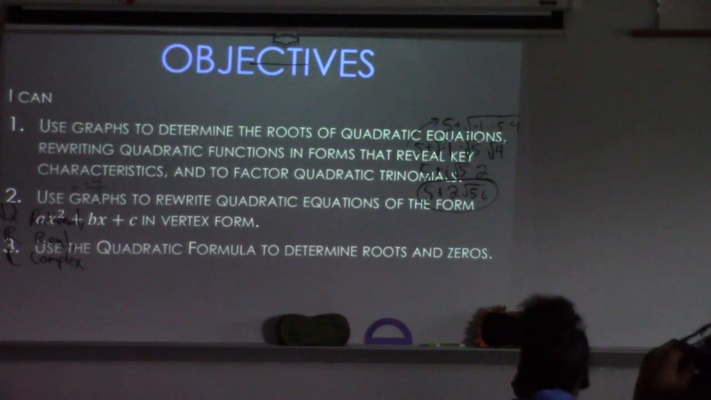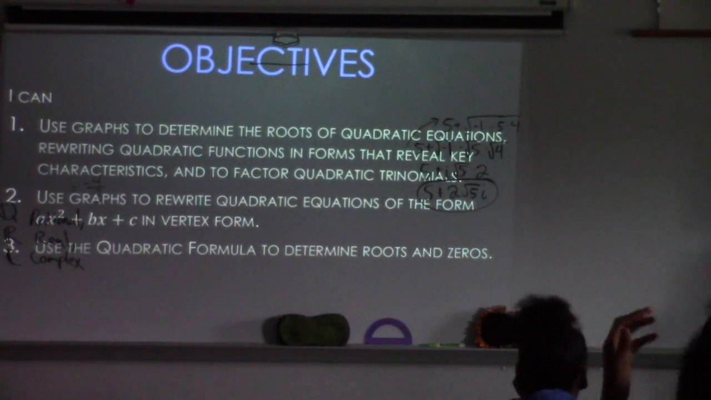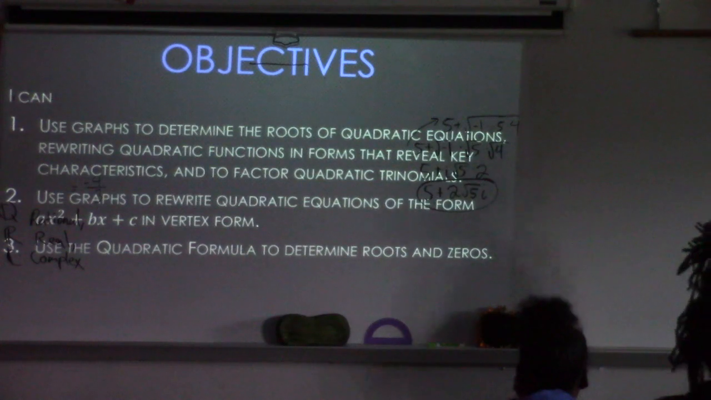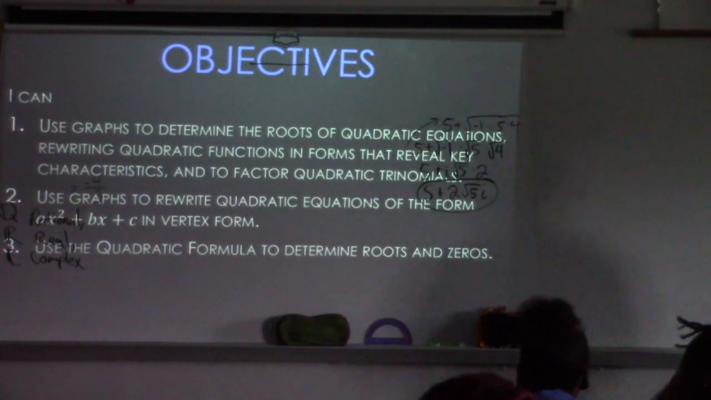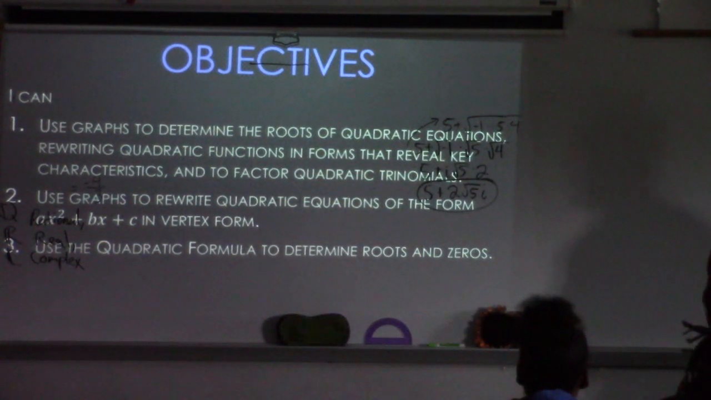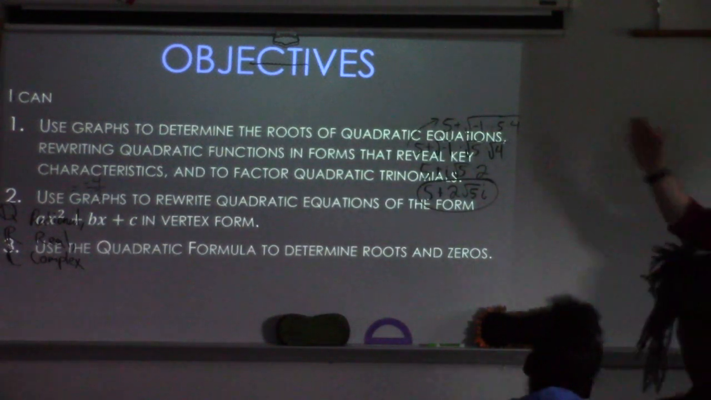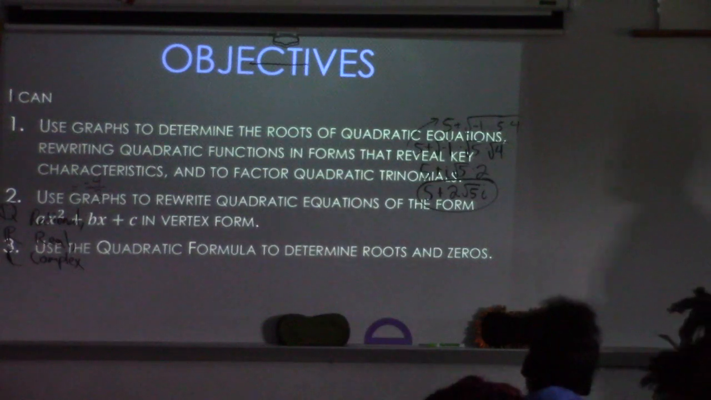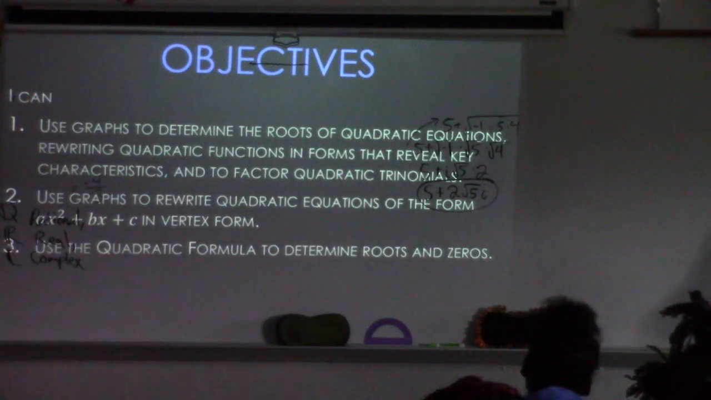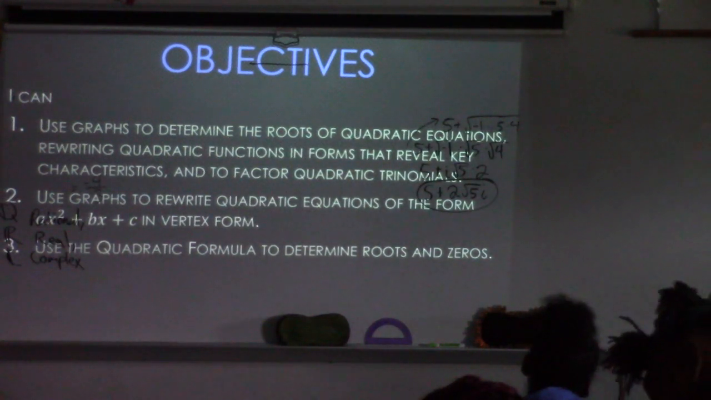We're going to use graphs. I mentioned at the end of class that there is a process called factoring, very algebraic. There is a process called completing the square, very algebraic. But we're not going to do them that way. We're going to use graphs to determine the roots of quadratic equations. Because what do we have in our hands that can easily graph for us?